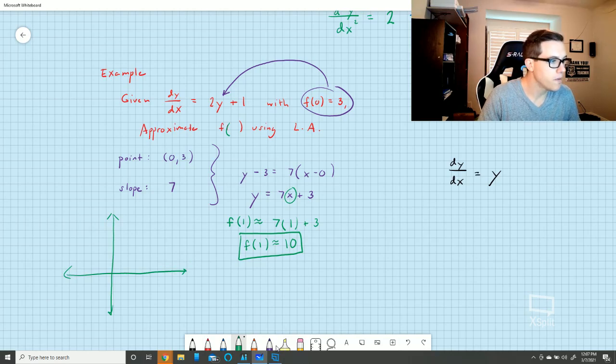So in the original function, I know 0, 3 was a coordinate. So the graph does whatever it does, and I just approximated 10, which is way up here. So now I can tell, is this an over approximation or under, by using the second derivative.